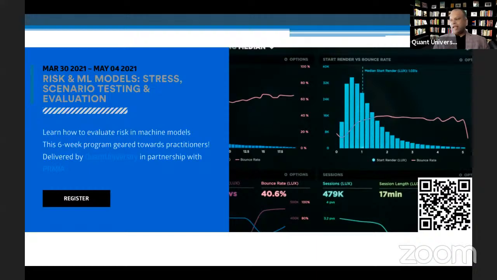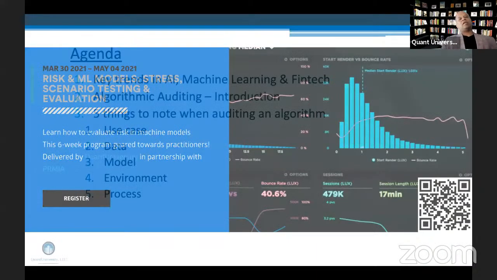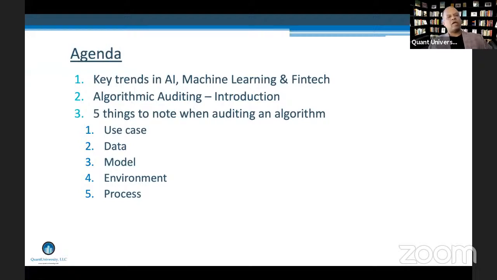So for today, let's get to the core things we want to talk about. I want to briefly give you a 60,000-foot view on why algorithmic auditing is becoming extremely important in the industry. And I'll define algorithmic auditing from what we are seeing from a practitioner's perspective here at Quant University as we go and do third-party model validation and other activities for various clients.